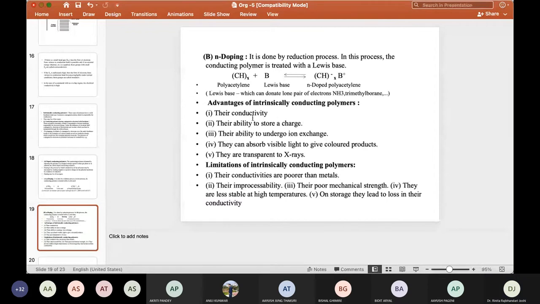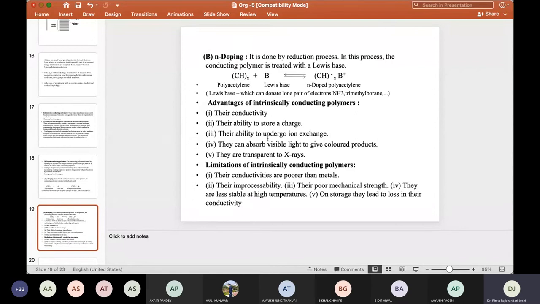So these are the plus points or advantages, merits of the conducting polymers, whereas the limitation is that the conductivity is poorer than metals. Of course, metals are better. And their unprocessability, which is difficult to process, okay? Their poor mechanical strength. They are less stable at high temperature and on storage, they lose their conductivity. So these are some of the limitations.